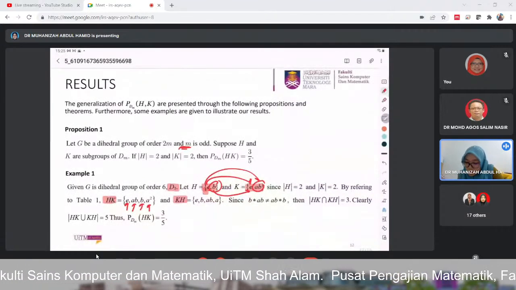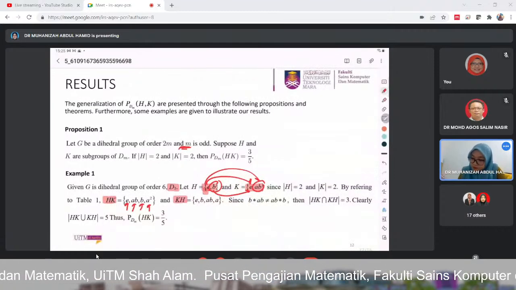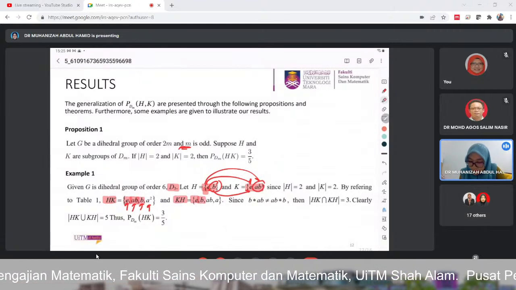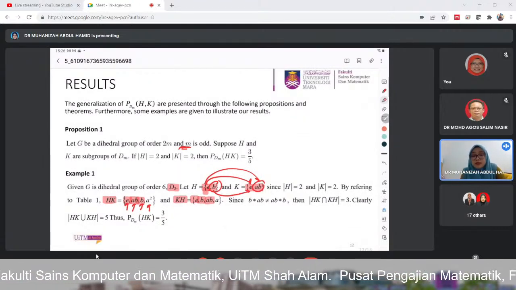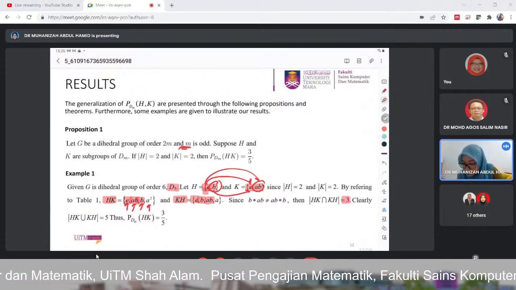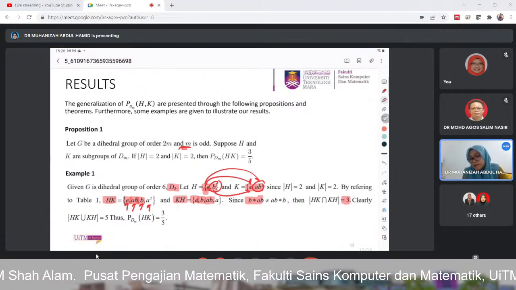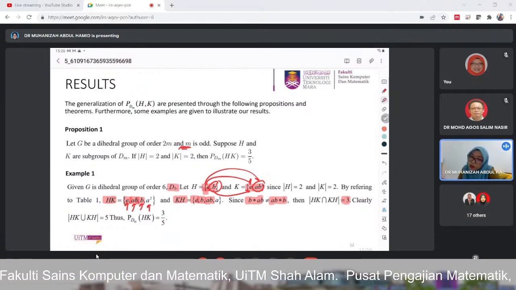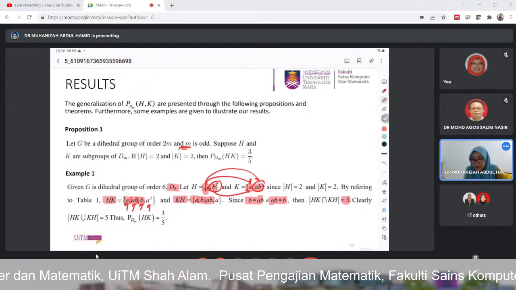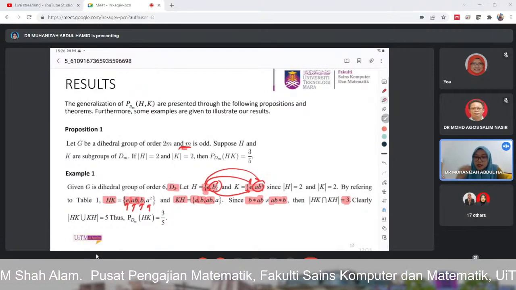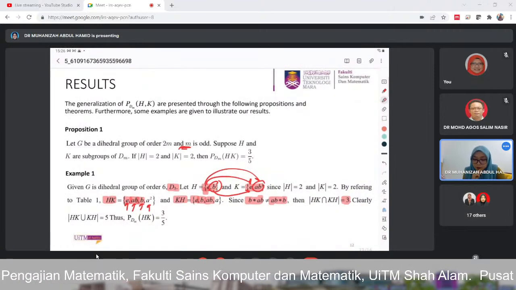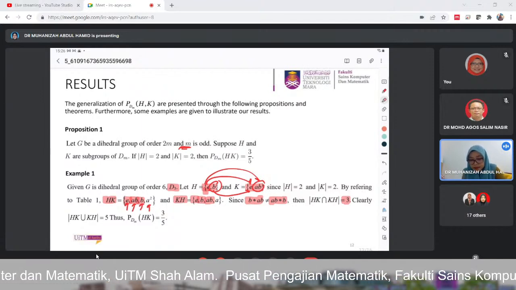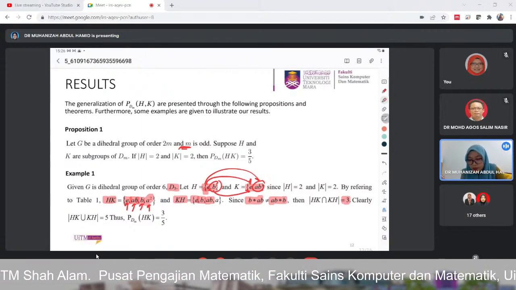Since there are three common elements, we have E, A squared, and B. So the size of the intersection between HK and KH is 3, because B times AB does not equal AB times B. So we only have 3 common elements. And the union of these two is 5, because we have 5 different elements. We add these two, A cube and A.